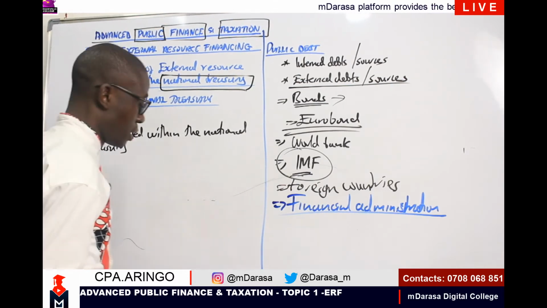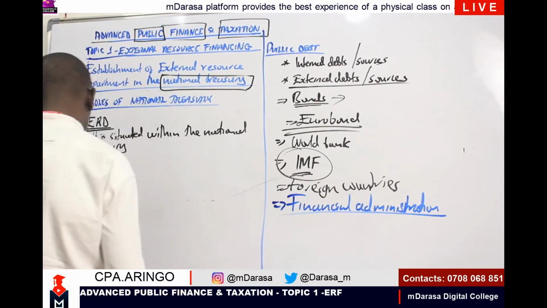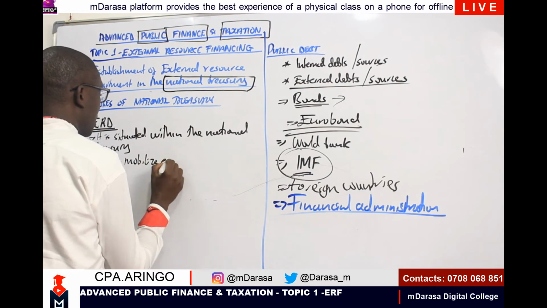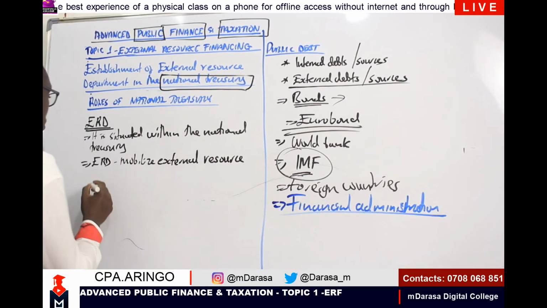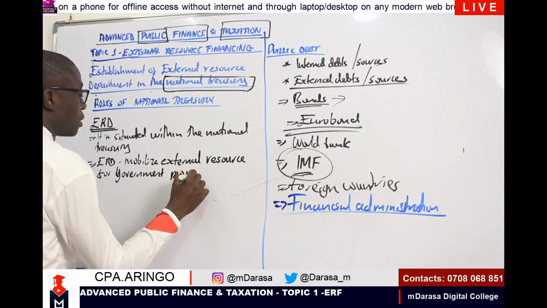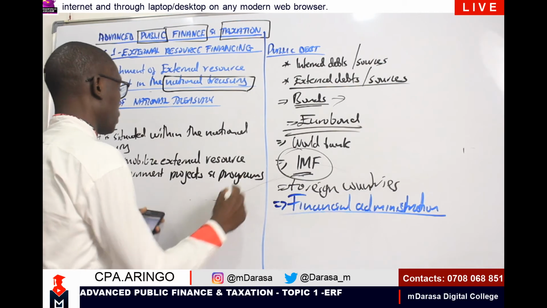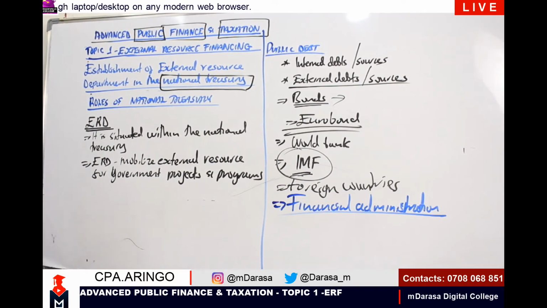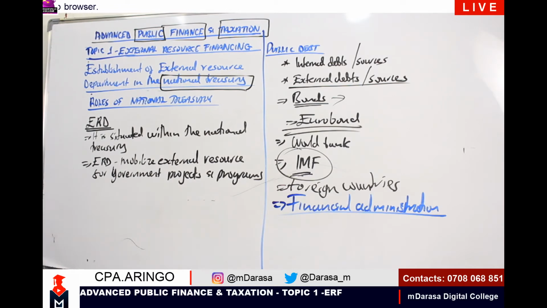And what is its main mandate? The mandate of the ERD, the External Resource Department, is to mobilize external resources for government projects and programs. Their main aim is to mobilize external resources for government projects and programs. You'll find that the department performs the above mandate under the provisions of the External Loans and Credits Act. So that is one main element that you should always be able to understand.